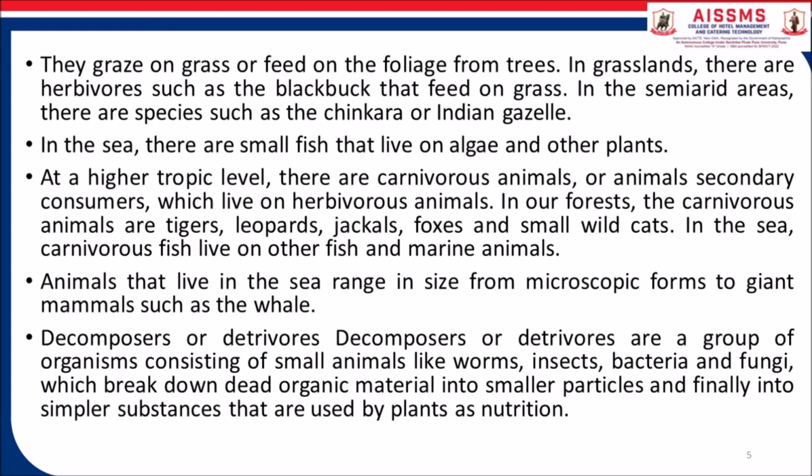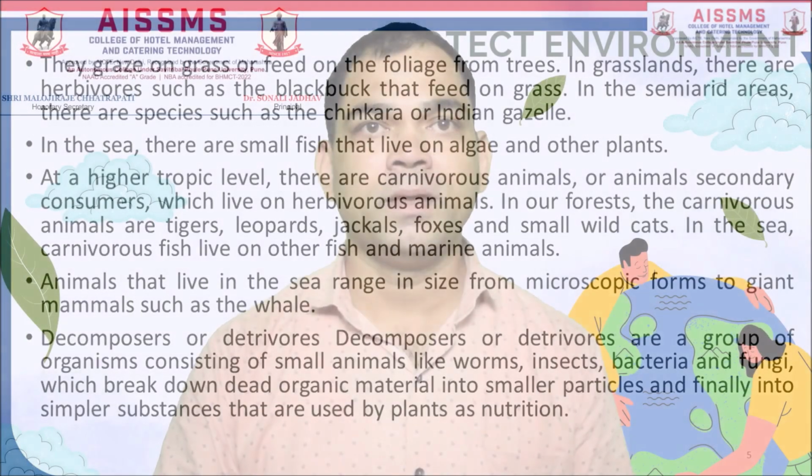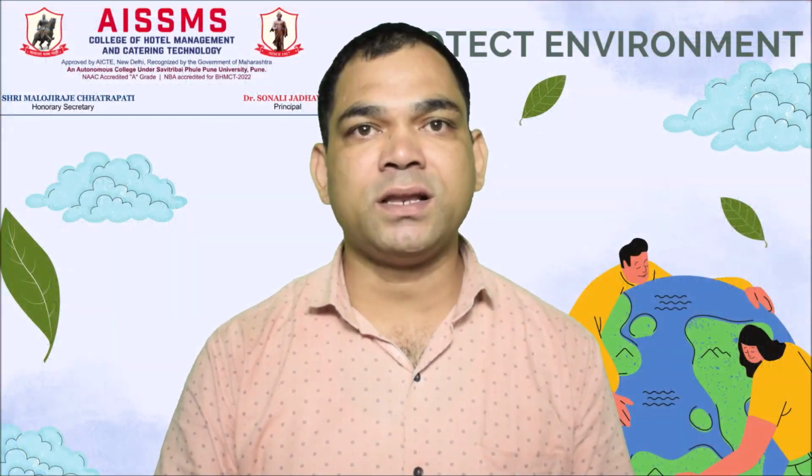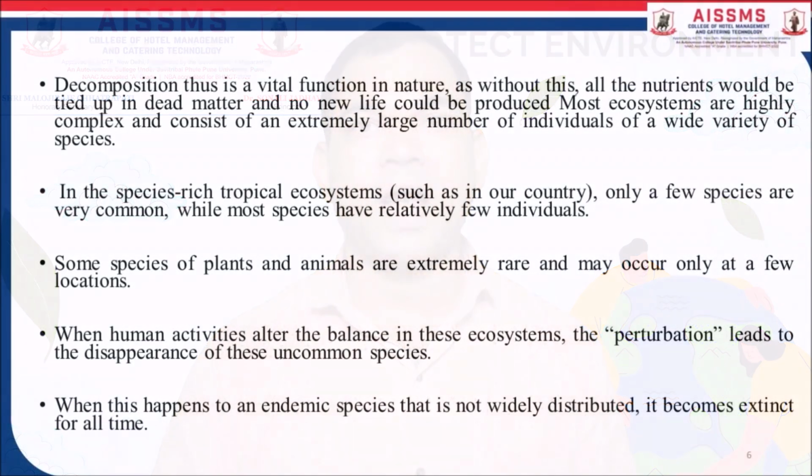a group of organisms consisting of small animals like worms, insects, bacteria and fungi, which break down dead organic material into smaller particles and finally into simpler substances that are used by plants as nutrition. Decomposition thus is a vital function in nature, as without this all the nutrition would be tied up in the dead matter and no new life could be produced.